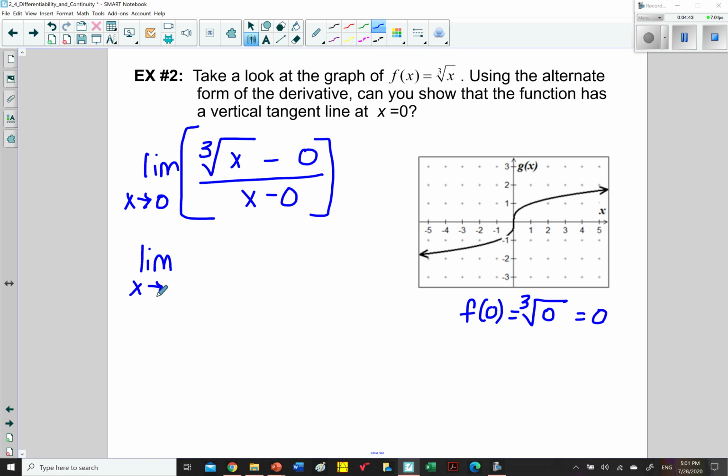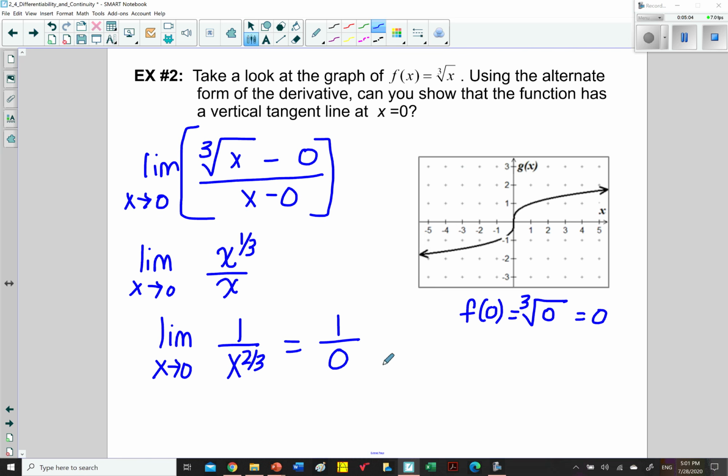Simplifying this, we're going to get the limit as x approaches 0 of the cube root. I'm going to write the cube root this way, x to the 1/3 divided by x to the 1st. Simplifying that down, that's going to be the limit as x approaches 0 of 1 over x to the 2/3 power, which is 1 over 0. No division by 0. That's how I know the limit's undefined, because I've got a vertical tangent line. This is undefined. No limit.